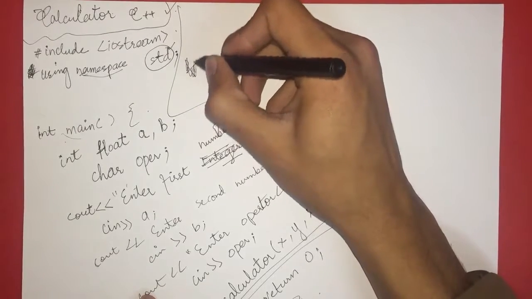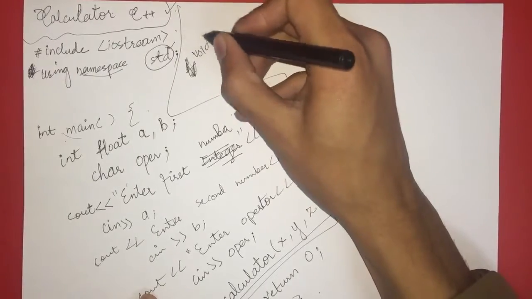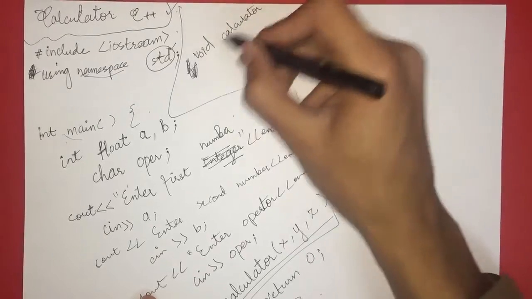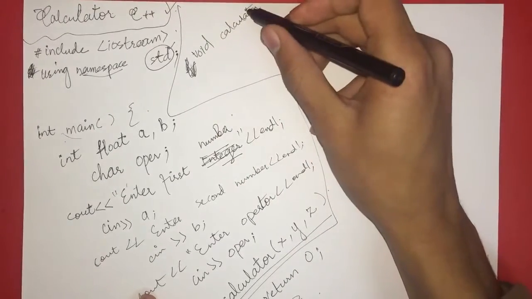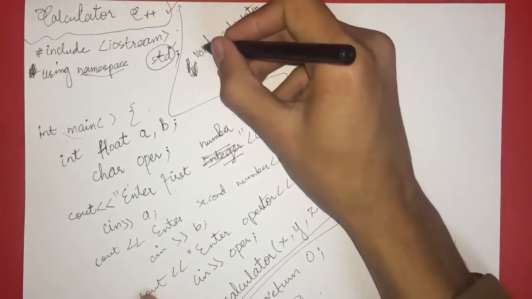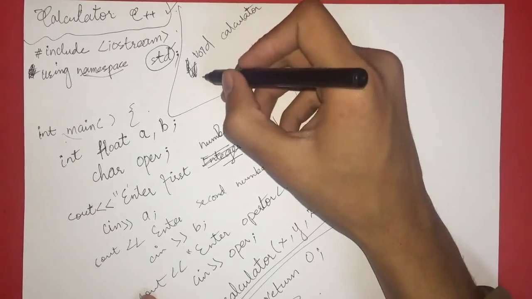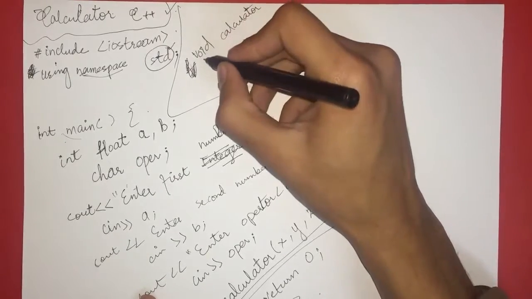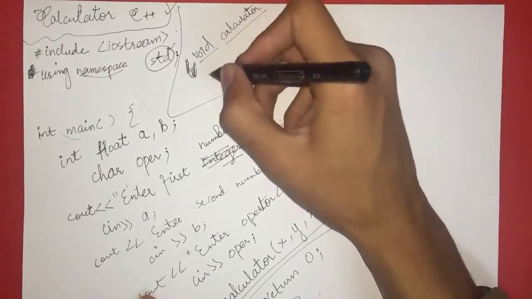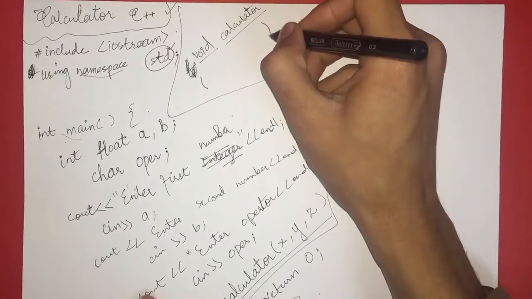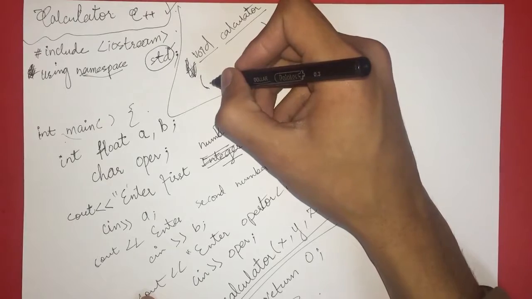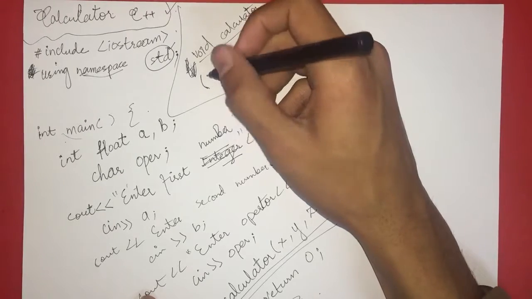No, sorry, that is a void function. So void calculator, and all of this is going to be in one line. I just don't have any space, so I'm going to shift to the next line. We just wrote the word void, then the function name calculator. Then in the brackets, we are going to set the formal parameters for the function.